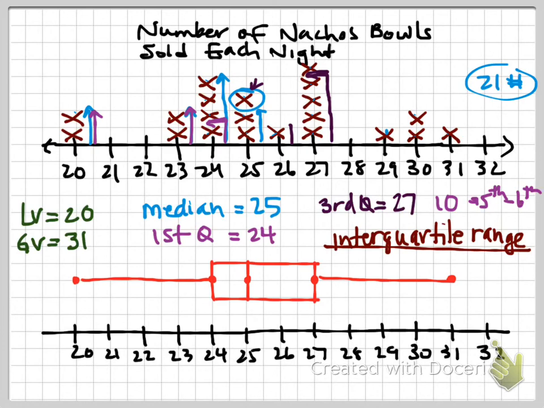So an interquartile range wants to know what's the range between the quartiles. So all we do is take the third quartile and subtract the first quartile. So we want to know how big is the box. So in this case, it would be 27 take away 24 equals 3. Sometimes they want to know the interquartile range.